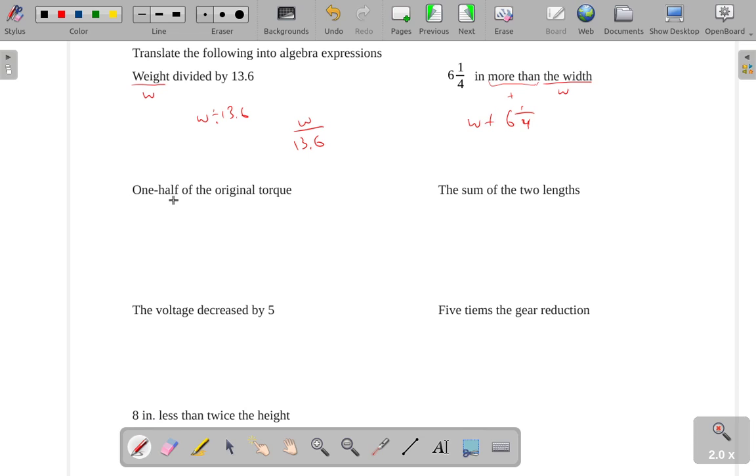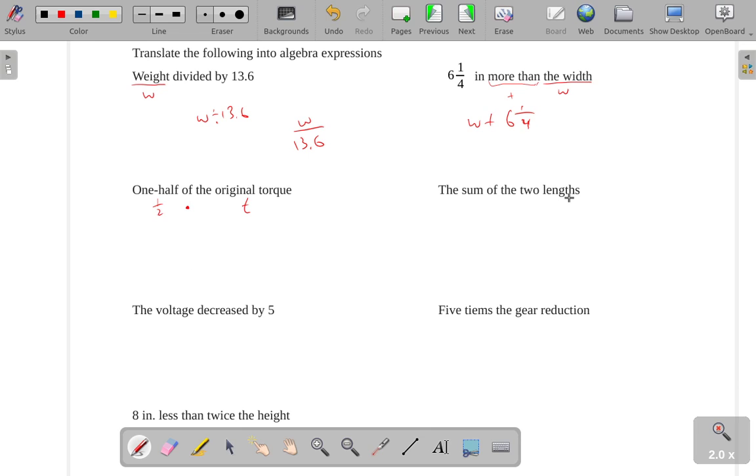Alright, 1/2 of the original torque. The torque, I'm not going to use a tau, I'll just use T. So 1/2 of the original torque, well, 1/2 is a number, and whenever you say a number of something else, that word "of" means multiplication. 1/2 of something is actually kind of a special case that we end up seeing quite frequently, so much so that it was actually brought up in the previous video. 1/2 of something is 1/2 times that number.